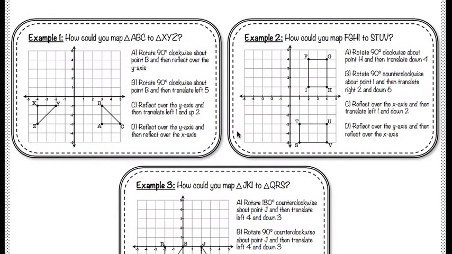Let's go ahead and look at example 1. We're supposed to figure out how you could map triangle ABC to triangle XYZ. And just looking at these two figures, I know I'm starting with the pre-image and ending up with the image that I'm pointing to. It kind of looks like the triangle has turned around. So I think that some sort of rotation has happened.